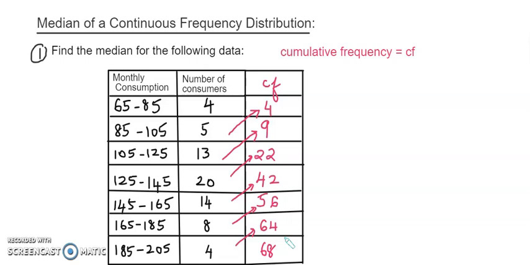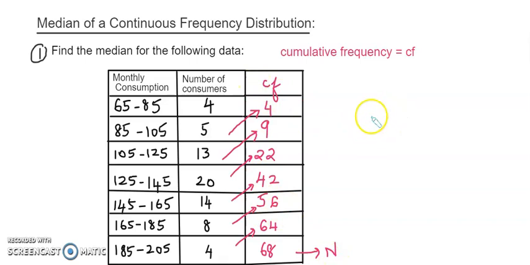Again, the first frequency will go directly. Then you add 5 and 4, which is 9. Then 13 and 9, which is 22. 20 and 22 is 42. 14 and 42 is 56. 8 and 56 is 64. And 64 plus 4 is 68. Clear? The last entry that you get as the CF is your N, that is the total summation of the frequency.